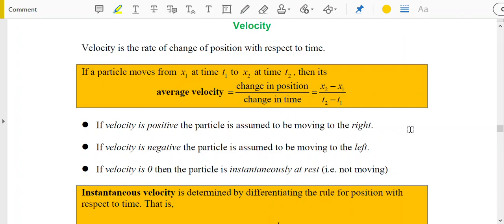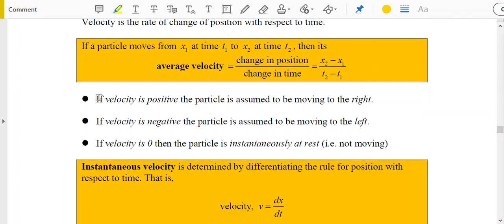Now, some interesting facts about velocity. If the velocity is positive, so if it's a positive number, the particle is assumed to be moving to the right. If the velocity is negative, or a negative number, the particle is assumed to be moving to the left. And if the velocity of a particle is 0, then we say that the particle is instantaneously at rest. So it's not moving. So it's quickly stopped. Okay, so they're very important interpretations of the numbers that we will need to know.